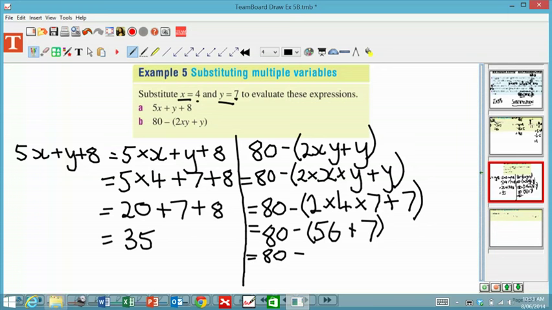Now I can do this, 80 minus, I can keep the brackets if I want to, but I don't need to, 56 plus 7, which is 63. I don't have to write those brackets, because once I've got down to that single number, I don't need them, but I'll just write them there at the moment. And then we just do 80 minus 63, which gives us 17. And there is your answer. 80 minus 63 gives us 17, and that is it.